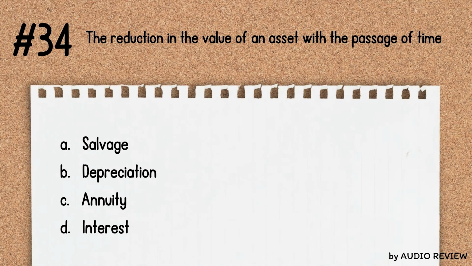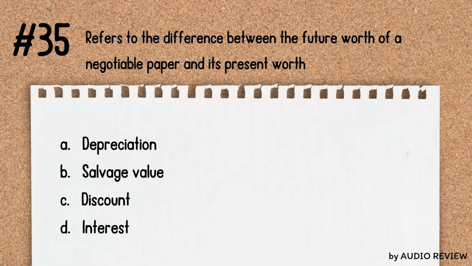Question number 34. The reduction in the value of an asset with the passage of time. A. Salvage. B. Depreciation. C. Annuity. D. Interest. The answer? It's B. Depreciation. Depreciation. The reduction in the value of an asset with the passage of time.